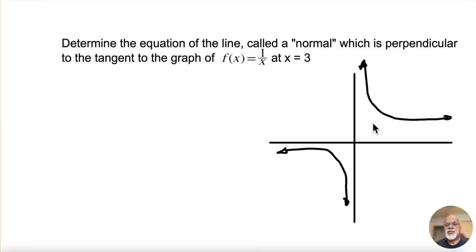And at x equal to 3, assuming this is 1, 1, so 3 would be about here somewhere. And so this point over here would be 3 and 1 over 3. But we're not interested in the slope of the tangent at this point. We are interested in the equation of the normal. So first I'm going to draw in the tangent. So the tangent might look something like this at that point. And the normal is a line which is perpendicular to that tangent.